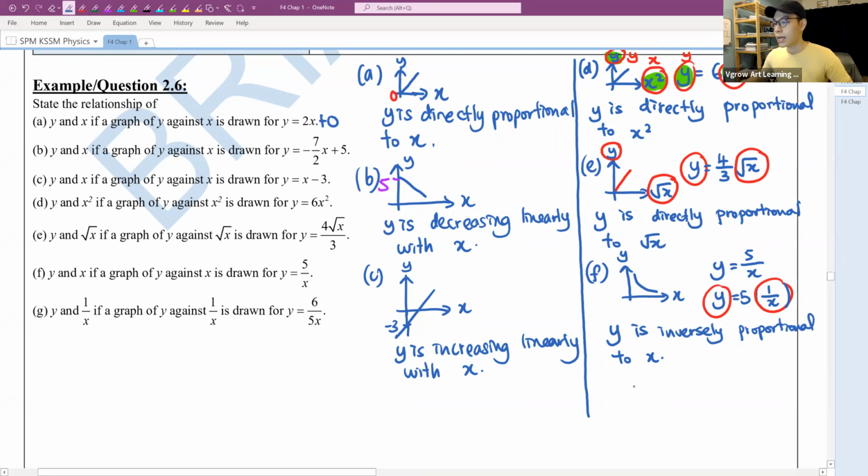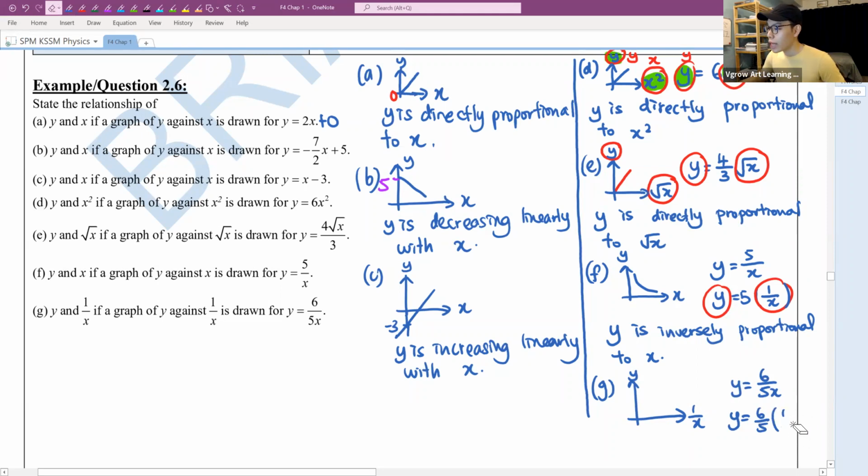So the last part is G, where we do the graph of y and 1 over x. This one might be easier to understand. It's the same as D and E, because you have y equals to 6 over 5x. You see your graph here is 1 over x. You can try to pull the 1 over x out and separate it from the 6 over 5.